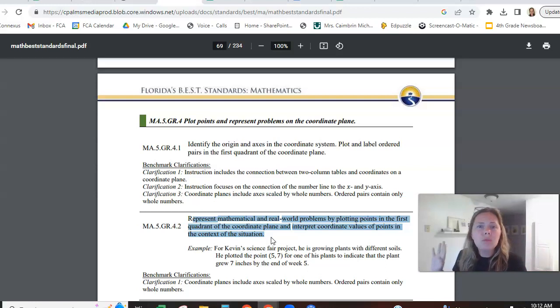So we'll do a lot more examples, but I did want to show you the two standards that are expected in fifth grade that go with that. And again, you can expect that for the rest of the units as well. All right, let's get going.